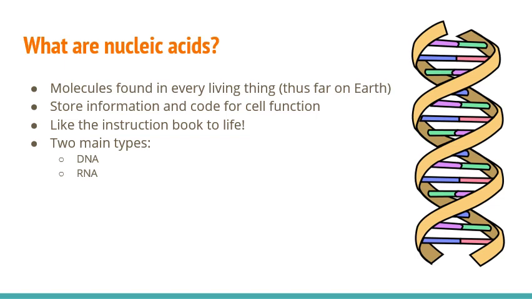They store information and they code for cell function. So they tell cells what to do, how to do it, when to do it. Our nucleic acids are the instruction manual for our cells. We have two main types, DNA and RNA, and you do need to know about both of those for your study design dot points.